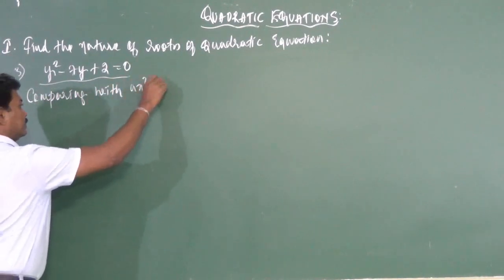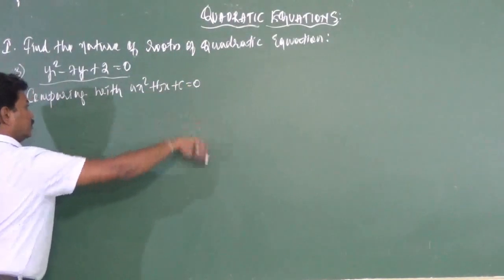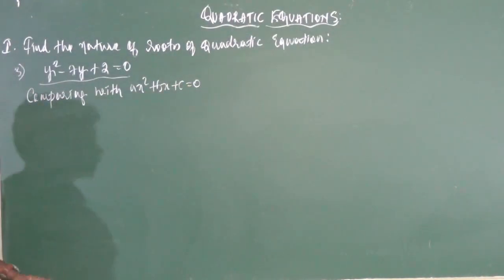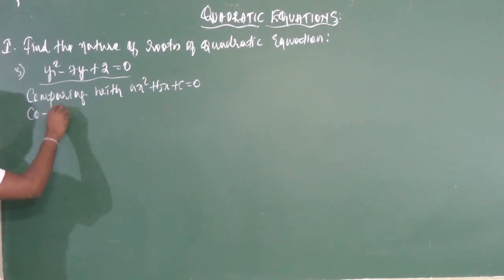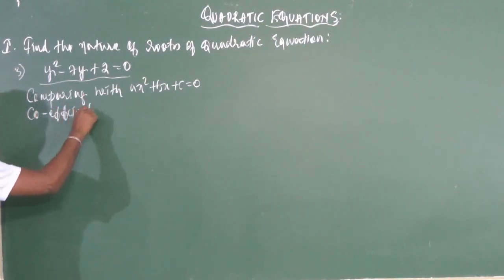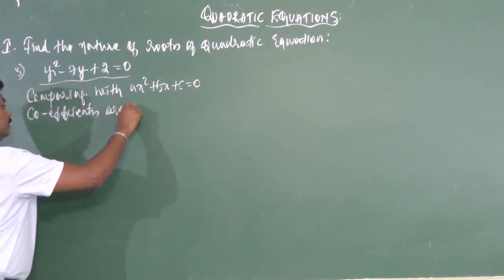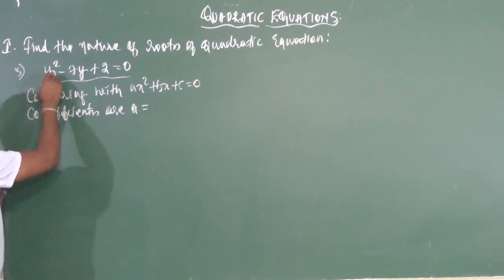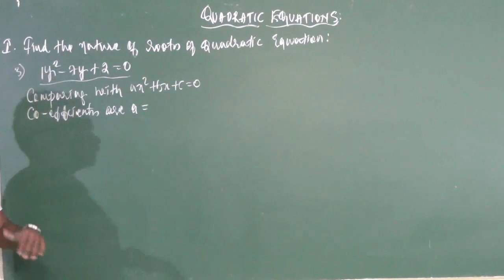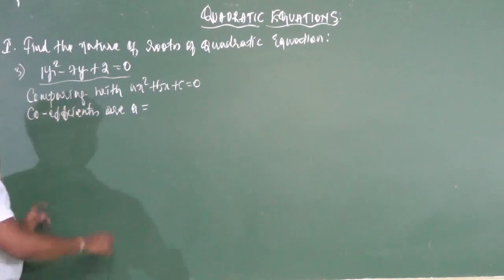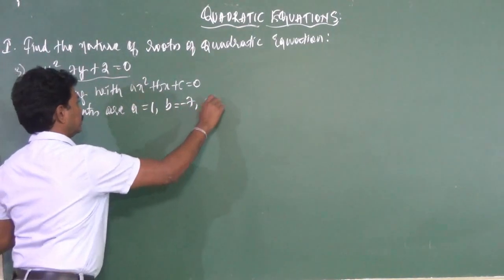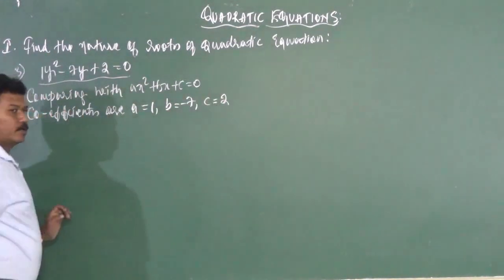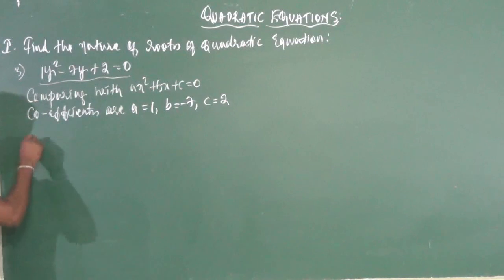So comparing with ax square plus bx plus c is equal to 0, which is the standard form of a quadratic equation. So the coefficients are: a is equal to 1. The y square coefficient is 1. If nothing is there, it is understood that it is getting multiplied by 1. So a is equal to 1. b is equal to minus 7. c is equal to plus 2.